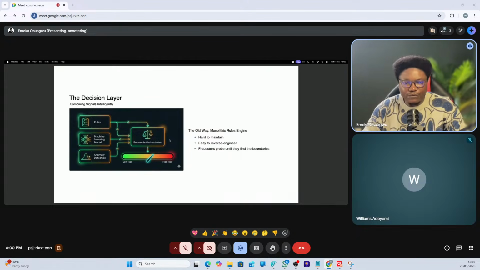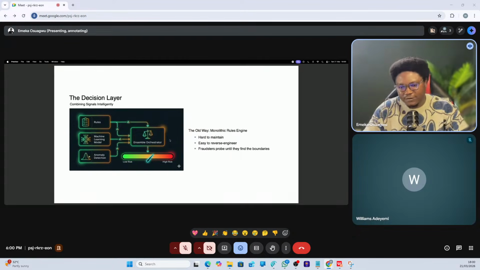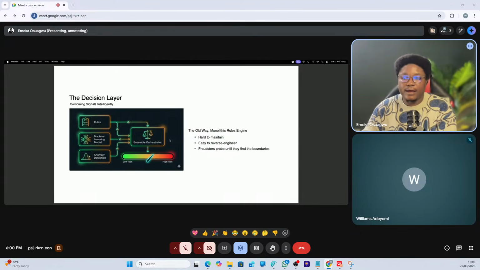The way it was being done previously, and a lot of businesses still run this process, is we have a monolithic rule engine, where you have everything in one particular place. Your decision lives in one particular solution. The disadvantage with this is that it is hard to maintain, right?